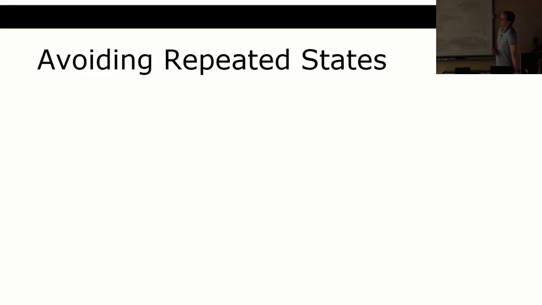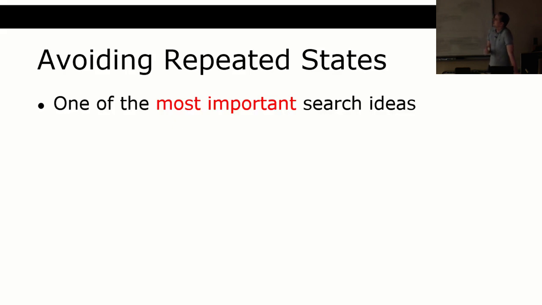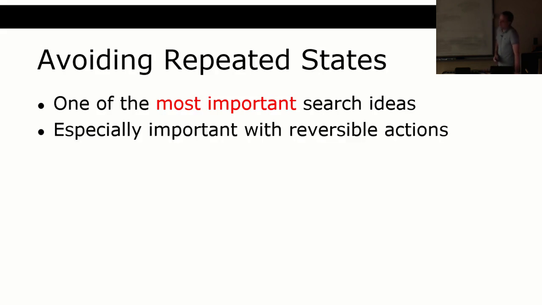So we looked at that example of depth-first search going infinite, right? Going from A, B, A, B, A, B, A, B. One of the most important ideas in search is how to avoid that. We don't want it to go back and forth, back and forth. And this is especially important in environments where you have reversible actions, meaning I could move to the right and then I could move back to the left and end up in the same spot.